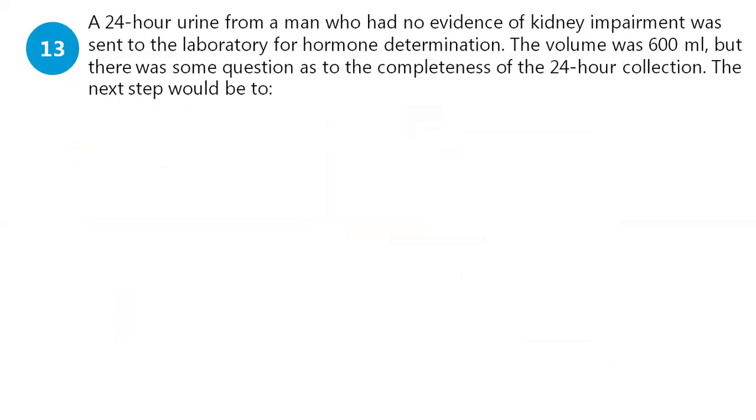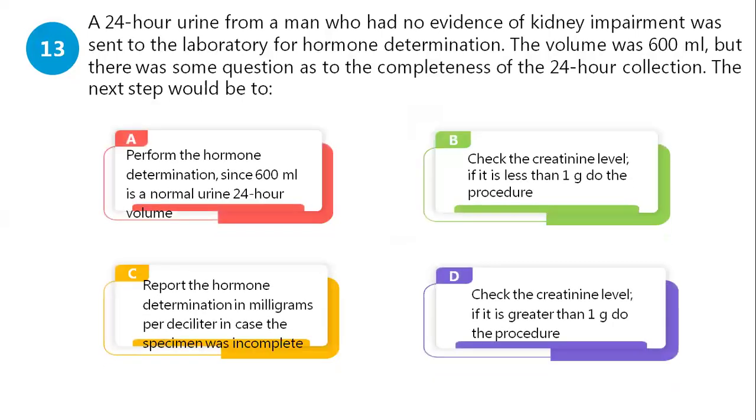Next question, a 24-hour urine sample from a man who had no evidence of kidney impairment was sent to the laboratory for hormone determination. The volume of urine was 600 ml, but there was some question as to the completeness of the 24-hour collection. The next step would be option A, perform the hormone determination since 600 ml is a normal urine value. Option B, check the creatinine level. If it is less than 1 gram, then do the procedure. And option C, report the hormone determination in milligrams per deciliter in case the specimen was incomplete. And option D, check the creatinine level. If it is more than 1, then do the procedure.